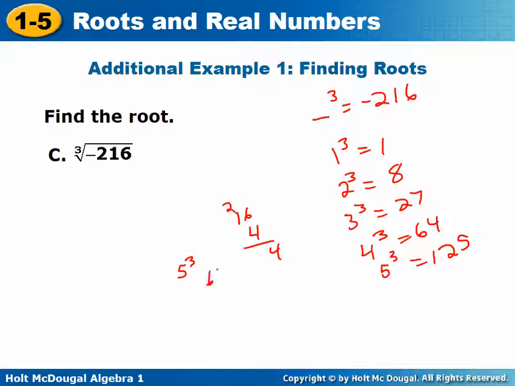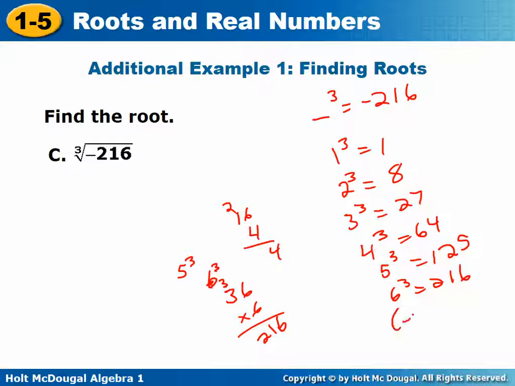Let's try 6 as a base. So 6 times 6 is 36, and we need one more 6. 6 times 6 is 36. 6 times 3 is 18, 19, 20, 21. 6 cubed is 216. That looks very good, except that we need a negative.